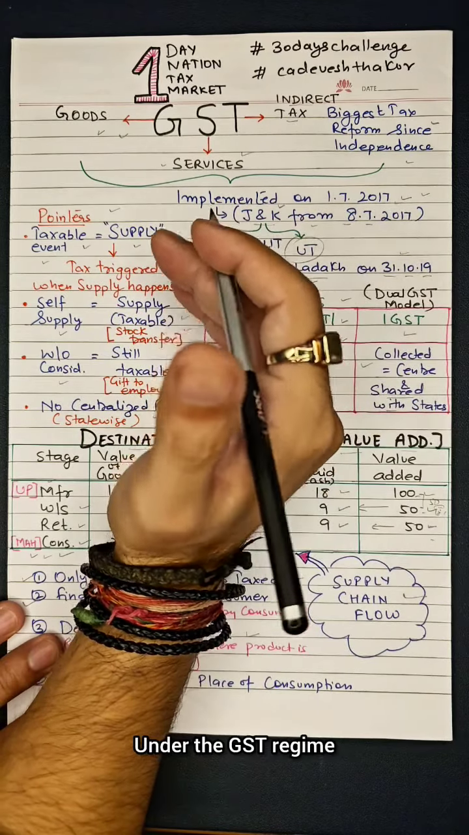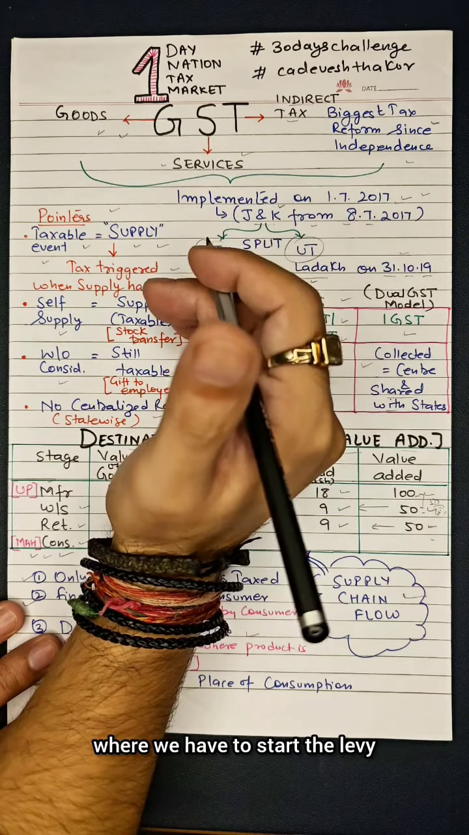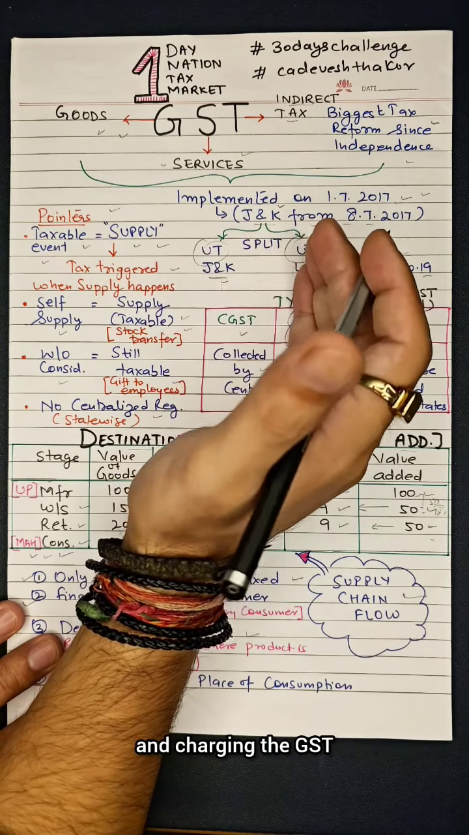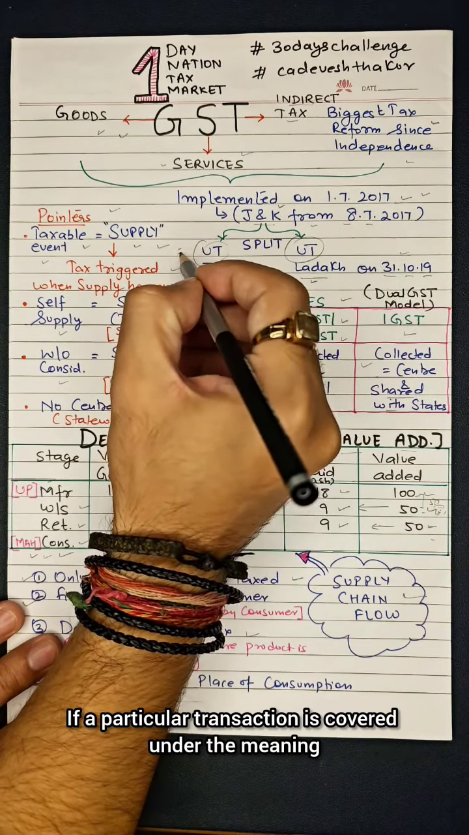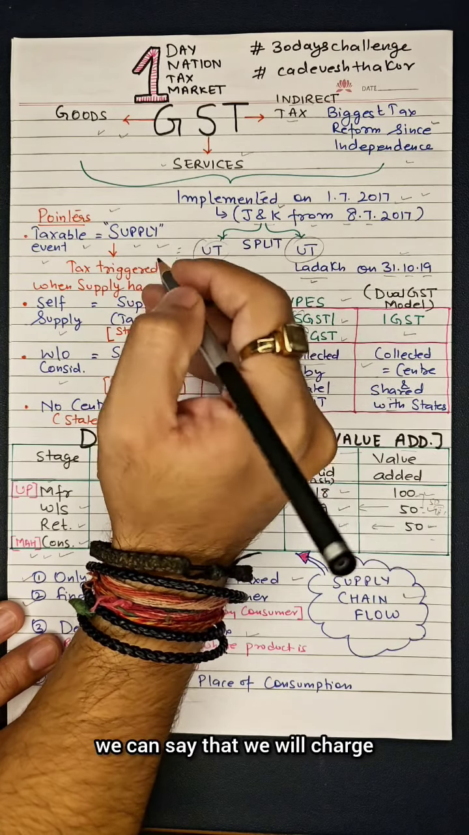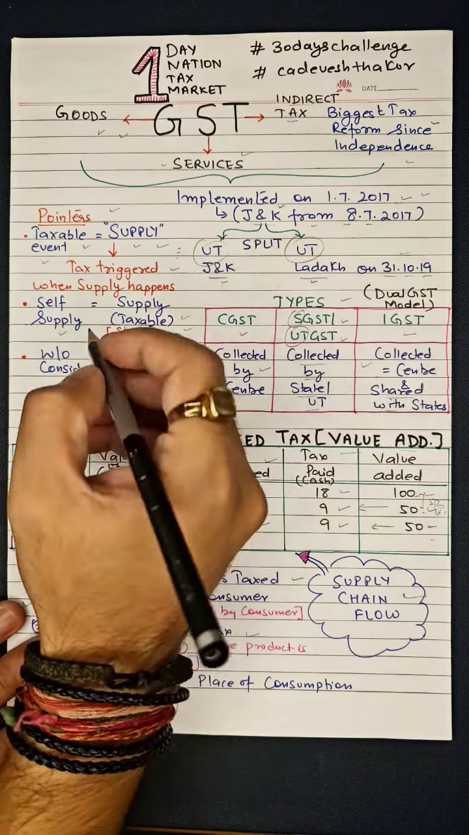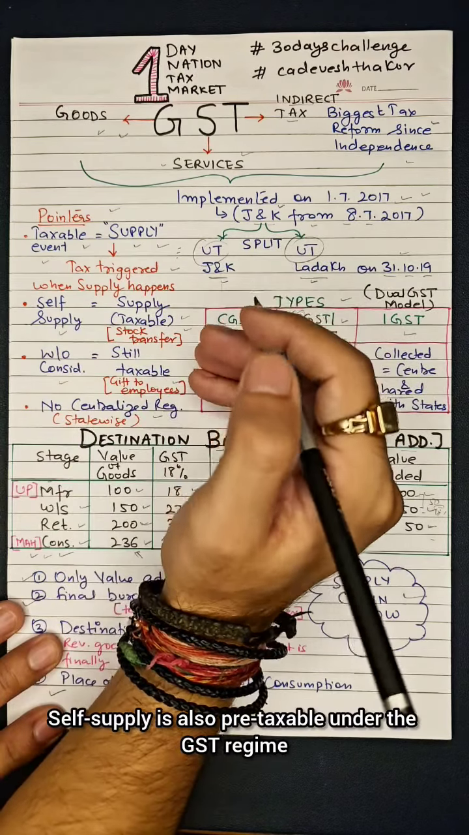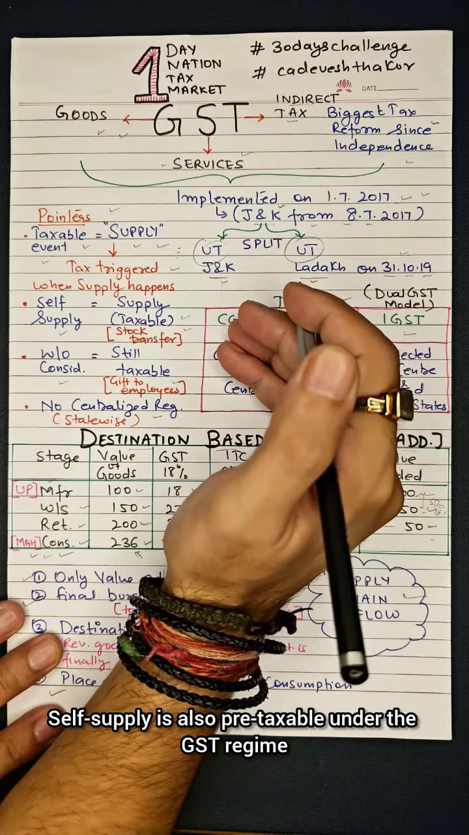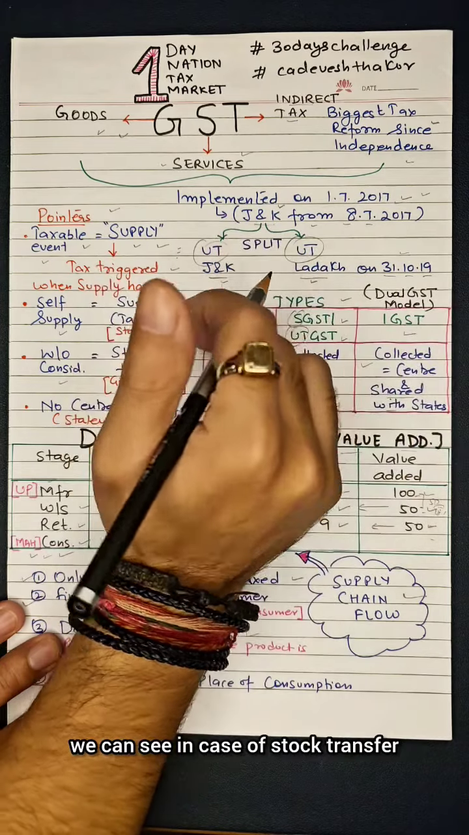Taxable event. Under the GST regime, supply is the main targeted point from where we have to start the levy and charging of GST. If a particular transaction is covered under the meaning or definition of supply, we can say that we will charge or levy GST on such goods or services or both. Self-supply is also taxable under the GST regime. It will also be considered a supply, as we can see in the case of stock transfer.